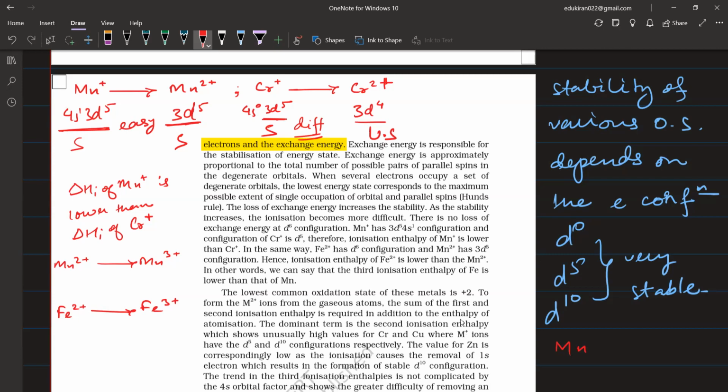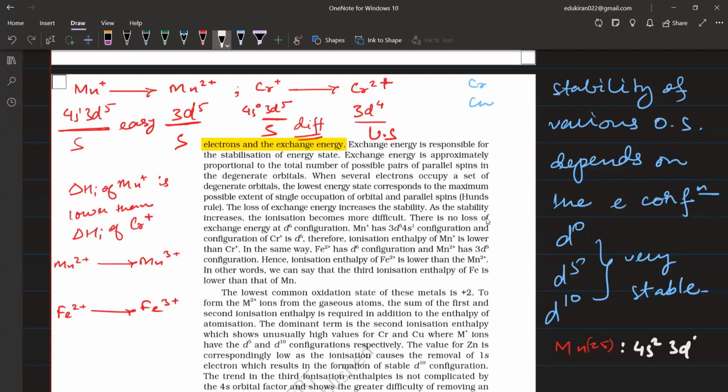Okay. So please remember, except chromium and copper, you can use this trick of writing electronic configuration. You will write 4s2 3d5. You see the trick? Yes or no? The 2 and the 5. Similarly, write it leaving out chromium and copper. Chromium and copper have exceptions.